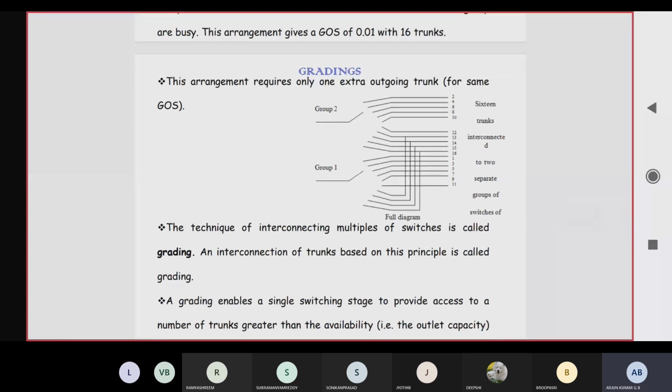Here we are making 4 lines as interconnections, so 4 trunk lines will connect between the 2 groups. Like that we can reduce the number of trunk lines by using the proper grading mechanism, and we can reduce the cost of the system and also reduce the structure of the system.